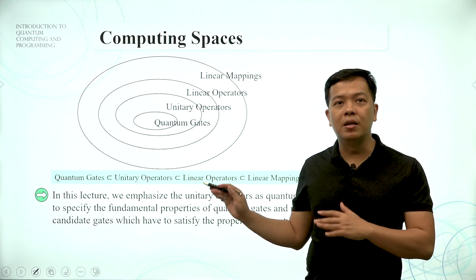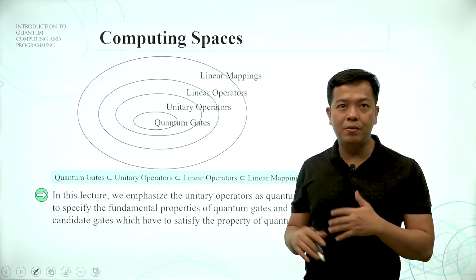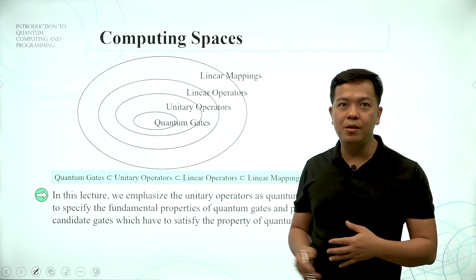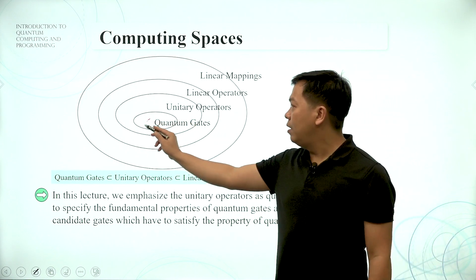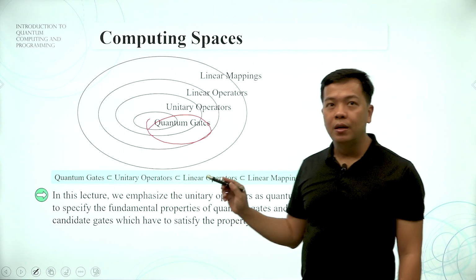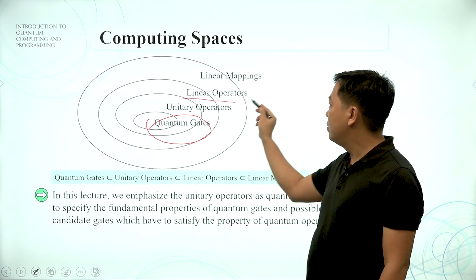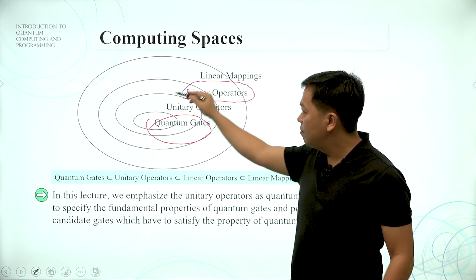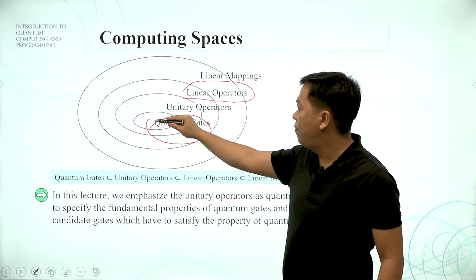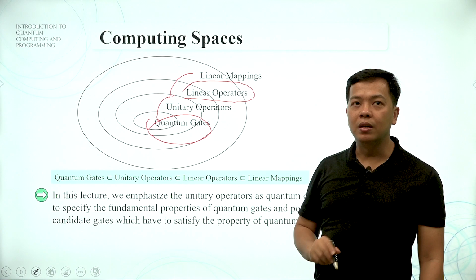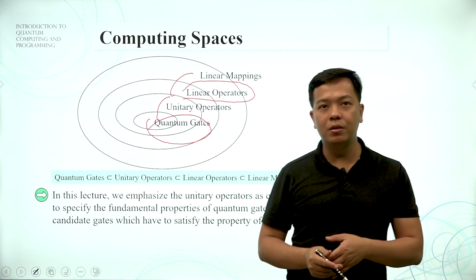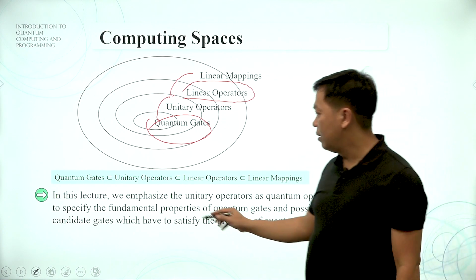We have the quantum gate, we have a unitary operator, we have a linear operator, and linear mapping. Over here, we already learned about this part, right? And now we learn about this part, because we need to combine and help you to transform between this one and this one, linear mapping. So it's very important to show.